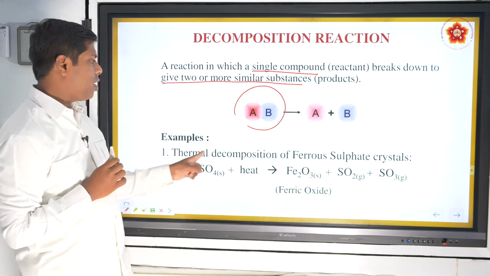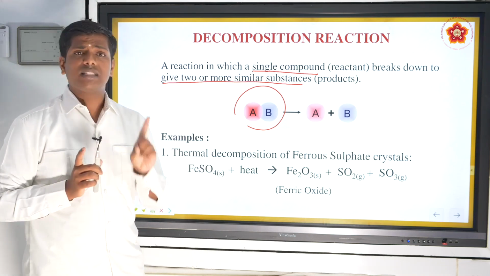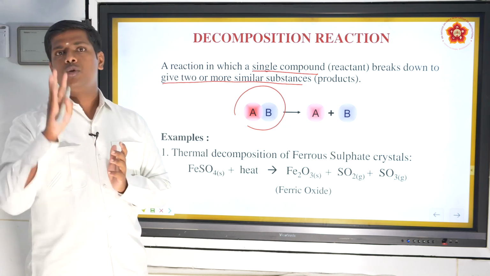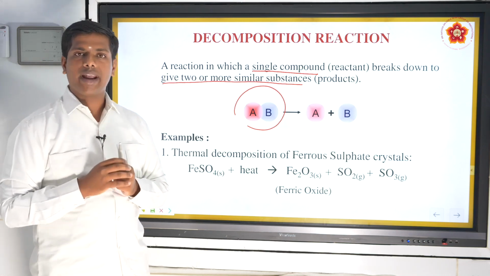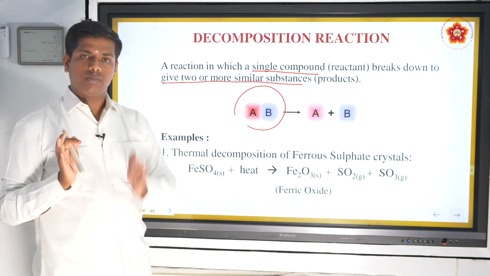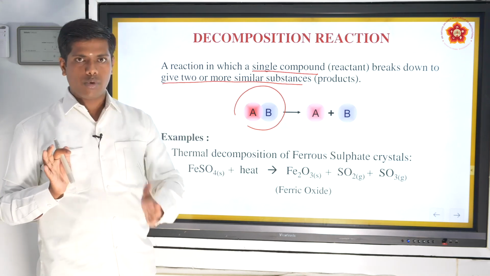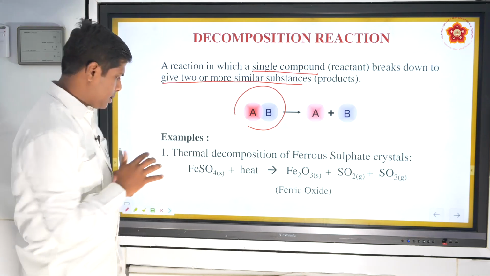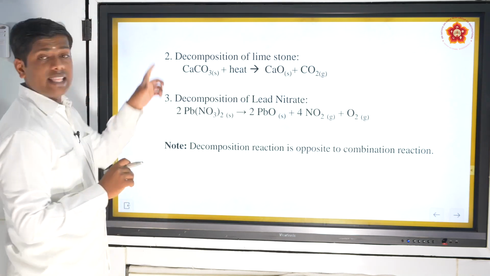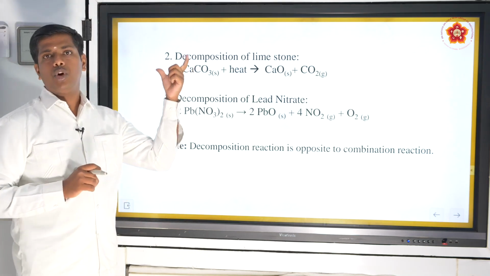This is an example for decomposition. Decomposition means simple: a large compound is broken down into two or more simpler products or smaller substances. It's a breakdown. Decompose means breaking or splitting. Let us look at another example. These are the examples that you have to know.